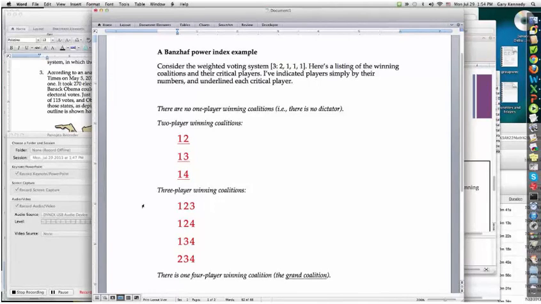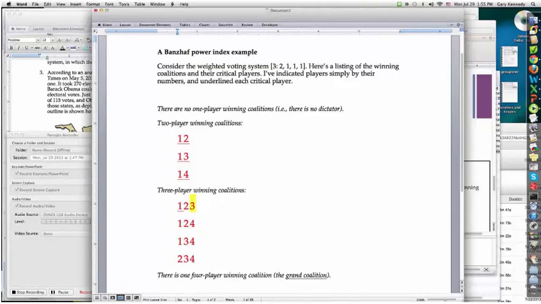Now let's figure out who's critical. Well, how do we do that? Let's consider this 3-player winning coalition consisting of players 1, 2, and 3. If you leave out player 1, you're left with players 2 and 3, and looking up above, we can see that's not a winning coalition. That means that player 1 is critical, so let me underline player 1. On the other hand, if you leave out player 2, you're left with player 1 and player 3, but we know that's a winning coalition. So player 2 is not critical in this coalition. By the same thinking, player 3 is not critical in this coalition.